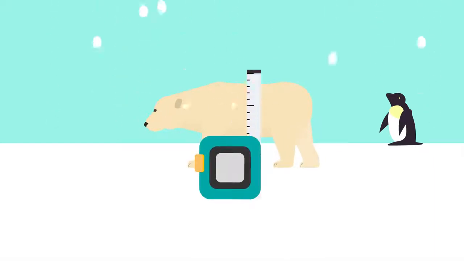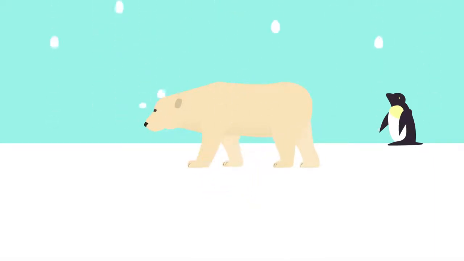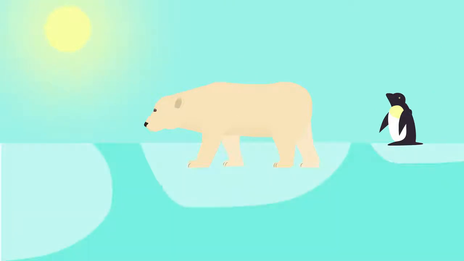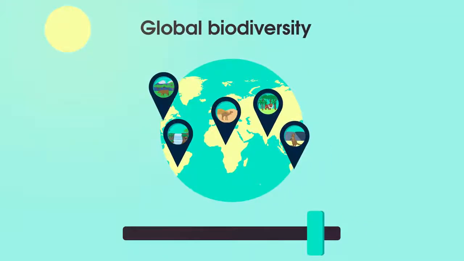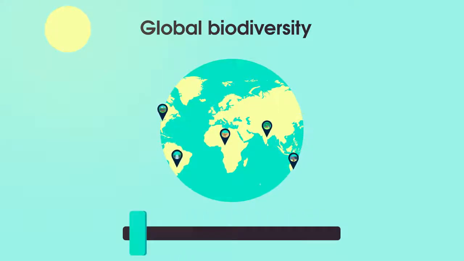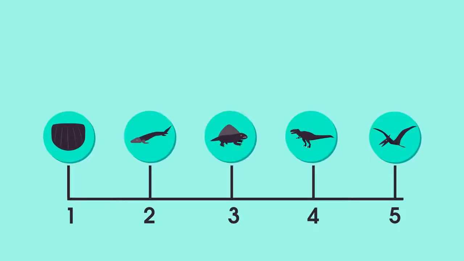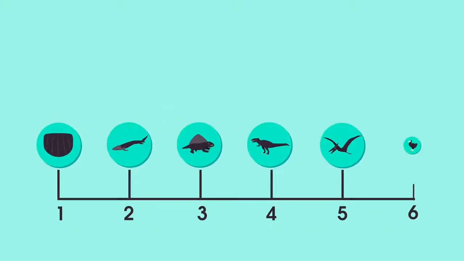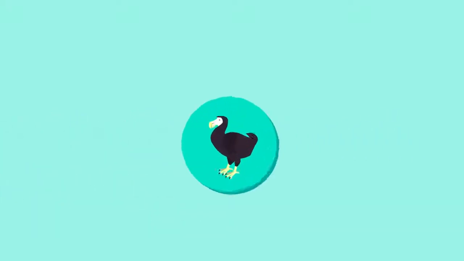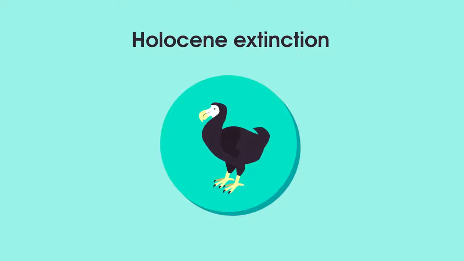It's important to know that biodiversity is not a static measure, but is responsive to numerous factors, including climate change. In fact, global biodiversity is generally thought to be declining right now. Biodiversity has declined in the past, and a total of 5 major extinction events have occurred. Currently, we are in the planet's 6th major extinction event, known as the Holocene extinction.